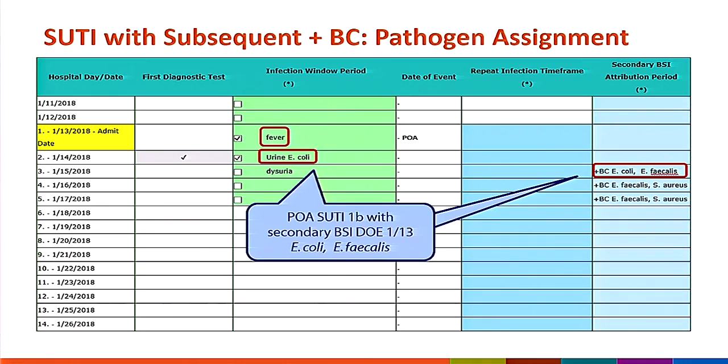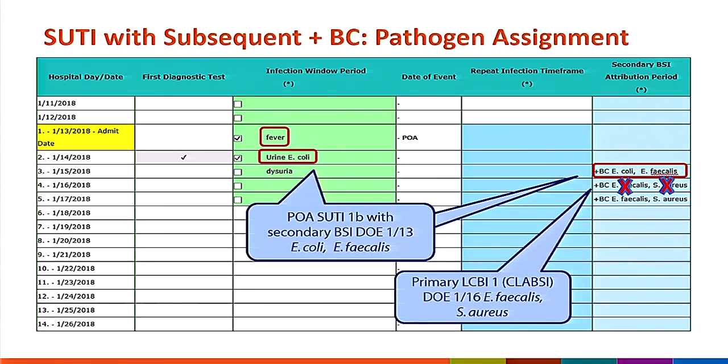But the patient then had a couple more blood cultures collected. Each of the following days, the patient had blood cultures collected containing no E. coli, but E. faecalis and Staph aureus on both days. In this case, there was no Staph aureus in the original urine culture, nor in the previous blood culture, and there was no E. faecalis in the previous urine culture either. Remember that we said there has to be a matching organism to the site-specific infection in order to say that the matching organism in the blood is secondary. So in this case, we needed to have an E. coli in the blood specimen, and we don't have that. For that reason, if there are no other sources of infection to which this could be attributed, this is a primary LCBI 1 with a date of event on 1/16, and both organisms are listed.